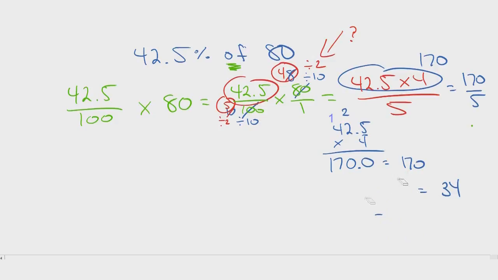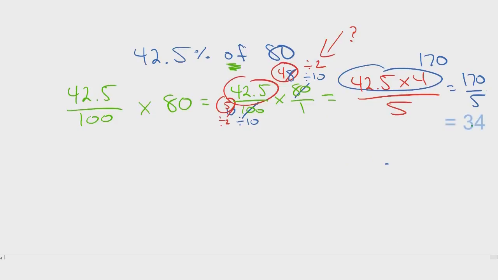Again, if you're confused about these fractions, you don't know how to cross cancel, let me write this right here, equals 34. If you're confused about fractions, you don't know how to cross cancel, don't worry about it. I'm going to show you another way of doing it. And here's a second way of doing it.